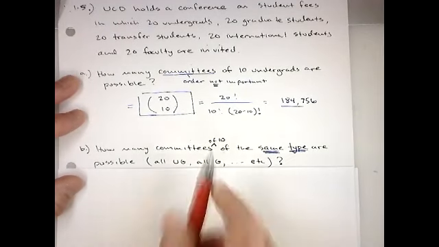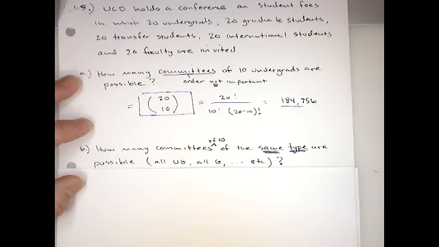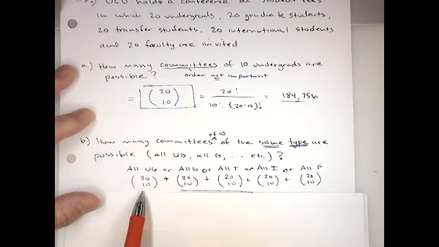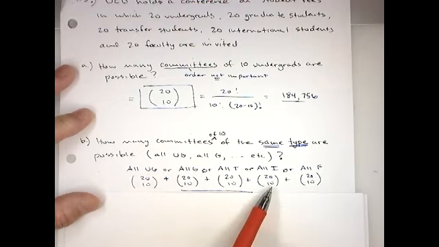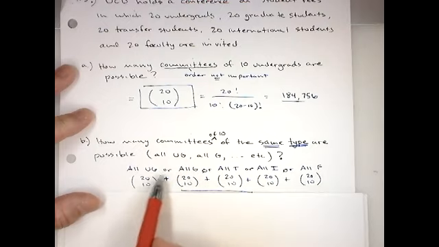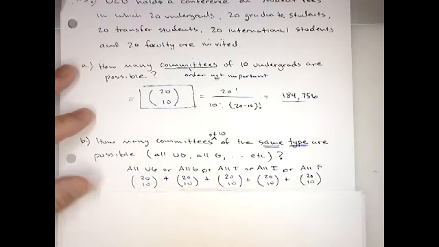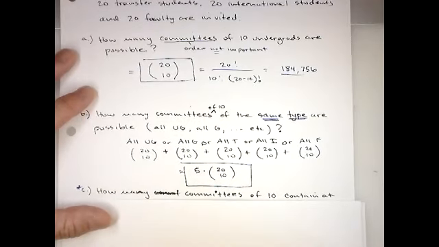How many committees of the same type are possible? Meaning, if we're going to form committees of 10 people, how many ways are there to get all 10 undergrads, all 10 graduate students, all 10 transfer students, and so forth? Well, makes sense. There's equal amounts of each one, right? So we just counted the number of ways of picking all undergrads was 20 choose 10. It would be the same for all graduate students, transfer students, international, and faculty. And we want to count the number of ways of that happening or that happening or that happening. We're just going to add these together. Or since they're all the same, just multiply it by 5.